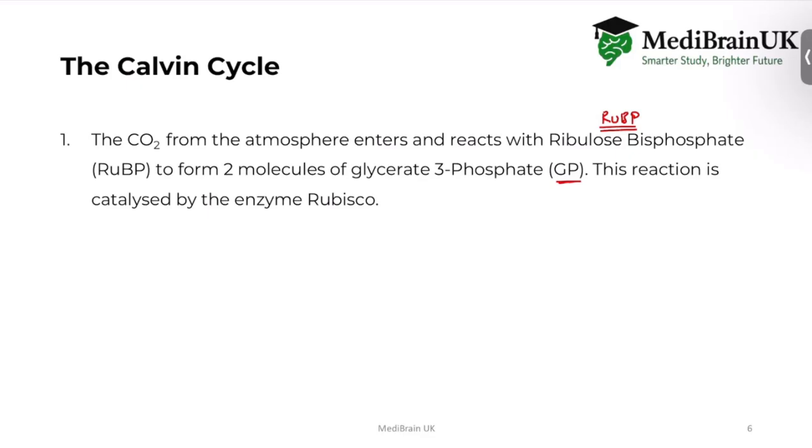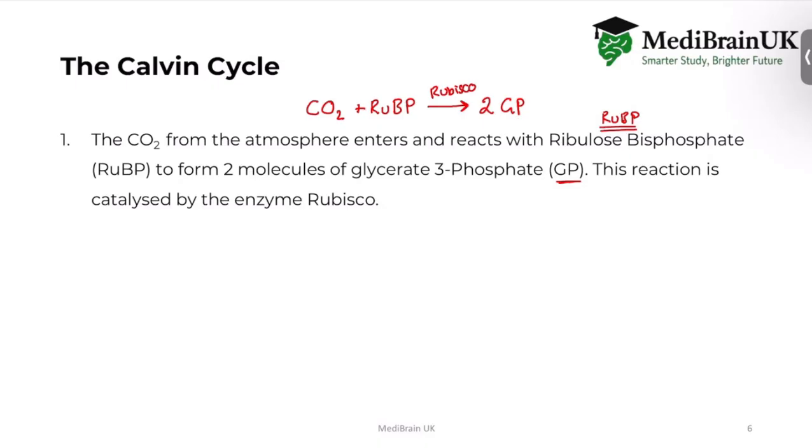I'll flick back to the other slide. If we think about it, CO2 is coming in from the atmosphere. It is reacting with RuBP, which is found within the stroma of the chloroplast. When it reacts with RuBP, it's going to form two lots of GP, two glycerate phosphate molecules. This reaction is very slow to start off with, so to speed it up, we use the enzyme rubisco. Rubisco is used to catalyze this reaction.